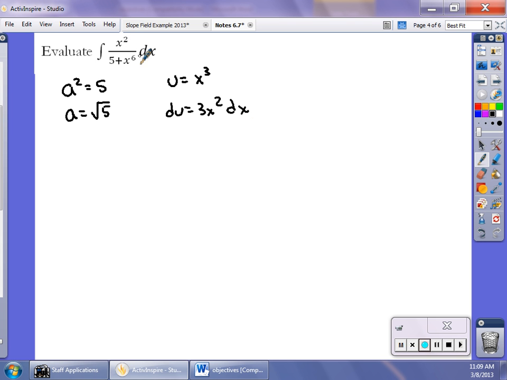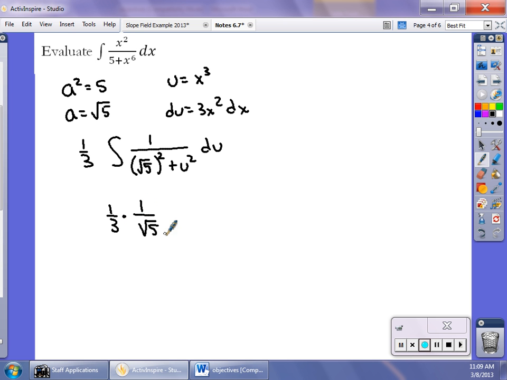When I rewrite it in terms of u, the x squared dx is 1/3 of du, so 1/3 times the integral of 1 over, I'm going to write it as the square root of 5 squared plus u squared du. The 1/3 stays there. The antiderivative is inverse tangent, so it's 1/3 times 1 over a, which is 1 over the square root of 5, times the inverse tangent of u over a. u in this case is x cubed. a is the square root of 5, plus your c. It doesn't make any difference if you rationalize that square root of 5 or not.